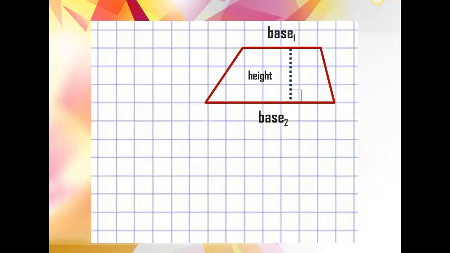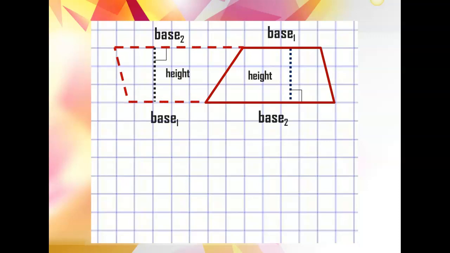If we take any trapezoid, duplicate it, and flip it over, then match it up to the original trapezoid, we will end up with the shape of a parallelogram. Every trapezoid is actually half of a parallelogram.